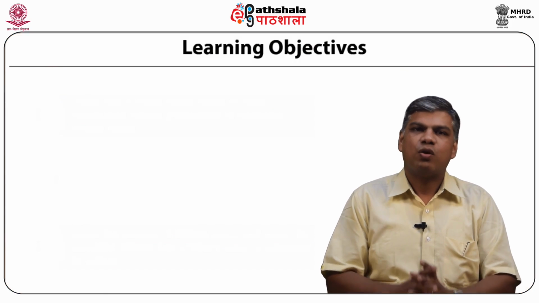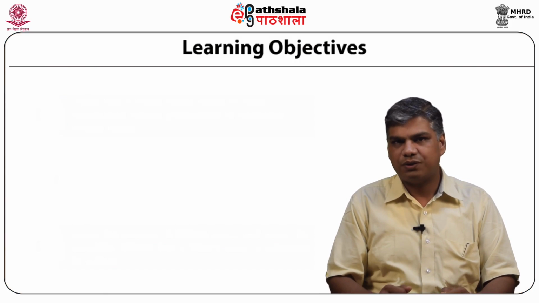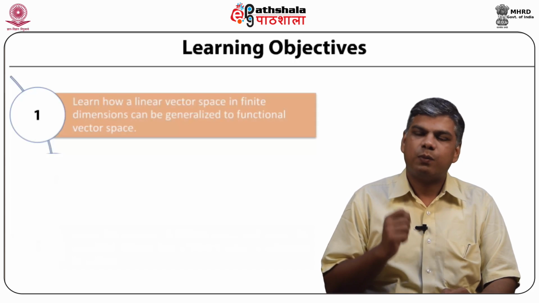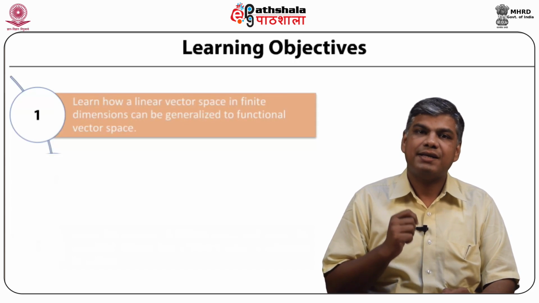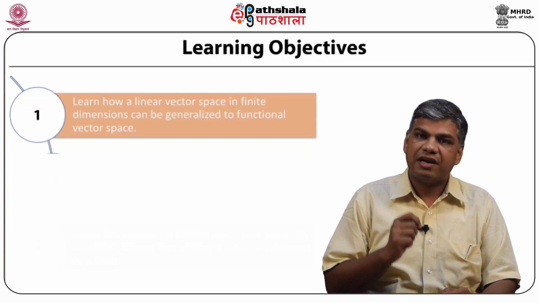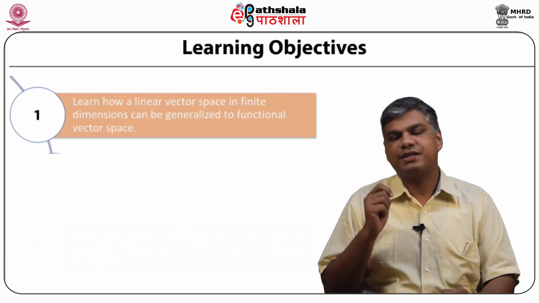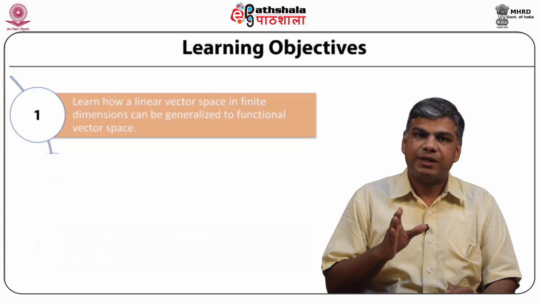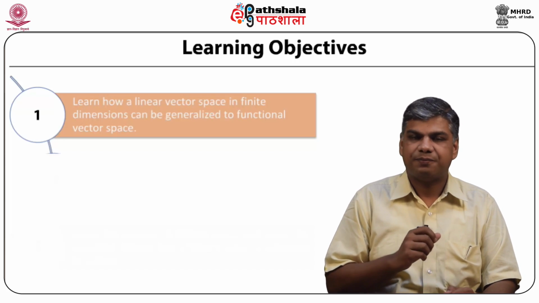Today, we are going to discuss the module Functional Vector Space and Operators under the paper Quantum Mechanics 1. So students, let us see what we are going to learn in this module. Firstly, we learn how a linear vector space in finite dimensions can be generalized to functional vector space. So, we'll discuss the conditions under which this generalization can be done.